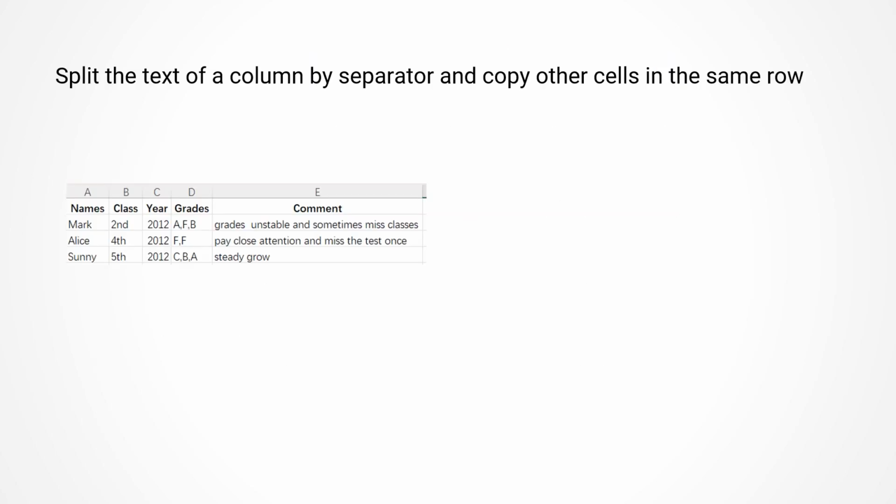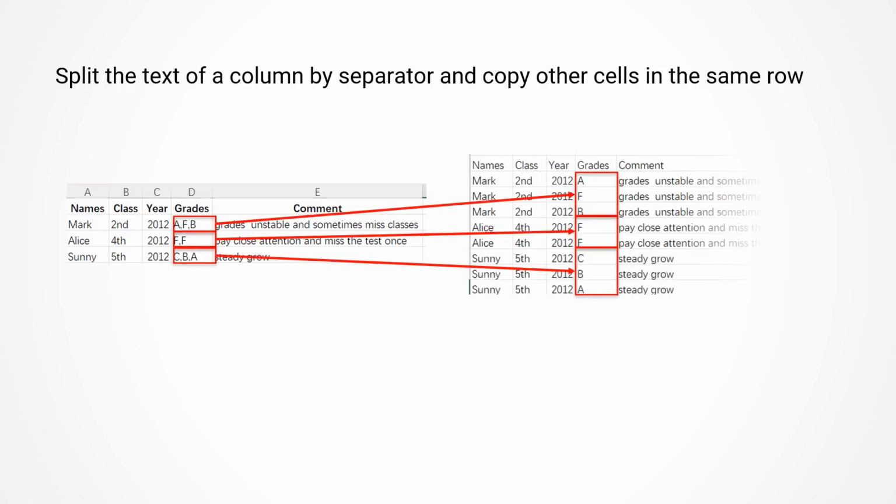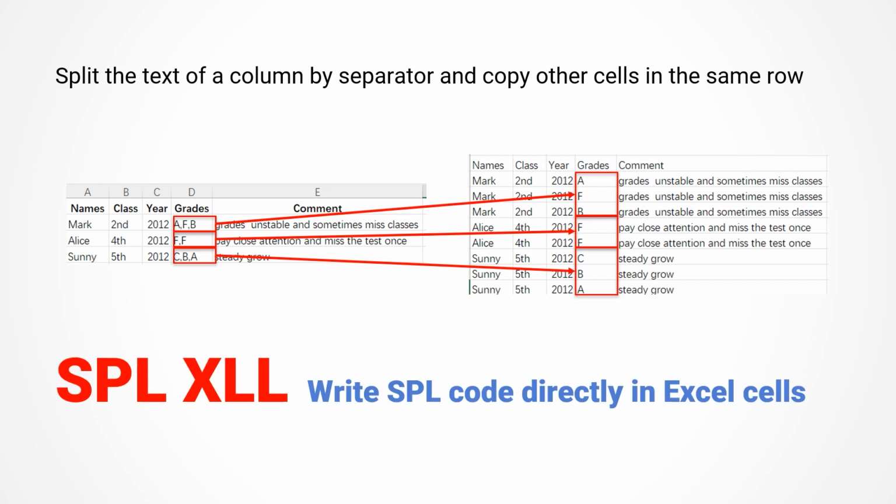There is also a challenging task in Excel, such as splitting the text of a column by separator, and copying the contents of cells in the same row. The function of splitting text in Excel is insufficient, making this task difficult to handle. Using SPL is simple, but before calculating, you need to read the Excel file, and after calculation, you also need to fill in the results, which is quite troublesome. Don't worry, esProc also provides an Excel plugin that allows you to write SPL code directly in Excel cells, making it easy to solve difficult calculations in Excel.